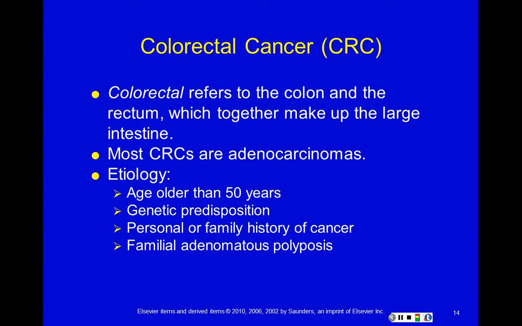So 50% of U.S. citizens will develop a colorectal tumor or benign polyp by the age of 70, 50% of them. And so 10% of those will be cancerous. So when we talk about family history of cancer, people are at an increased risk if they have FAP, or familial adenomatous polyposis.